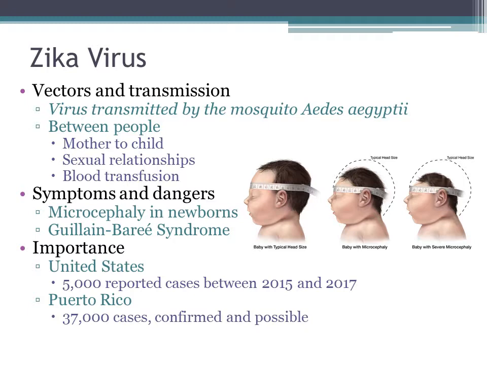Between 2015 and 2017, about 5,000 cases of Zika virus have been reported in the United States. During the same time period, about 37,000 cases were reported in Puerto Rico, which included possible and confirmed cases.